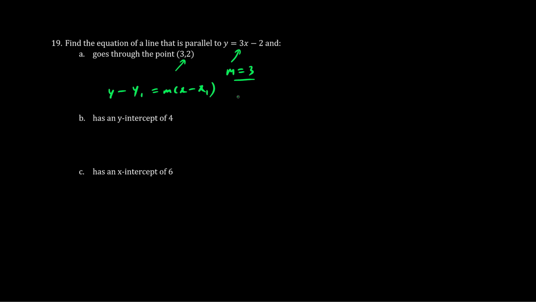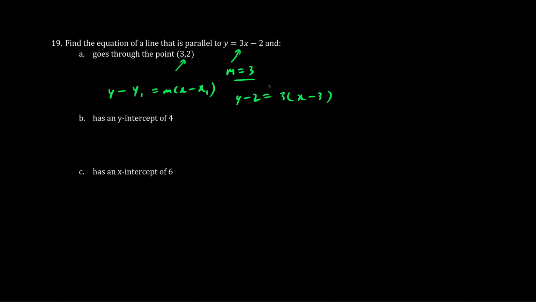Let's find the equation of a line that is parallel to this line here. Parallel means same slope, so the slope is 3, and it goes through this point here. We have a slope, and we have a point. Let's use slope-point form: y minus y1 equals m times (x minus x1). So let's substitute. y minus 2 is equal to the slope times (x minus 3).